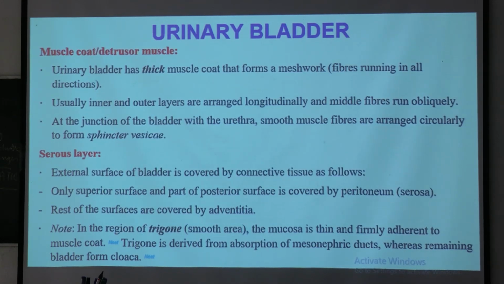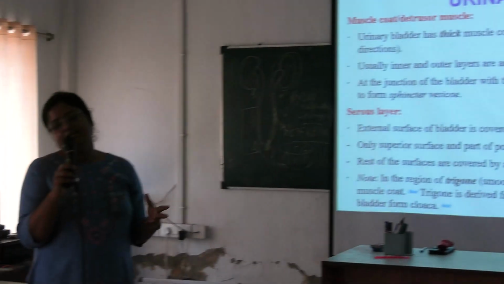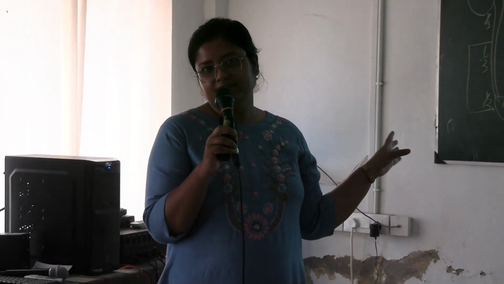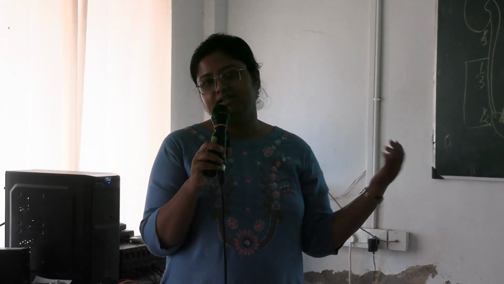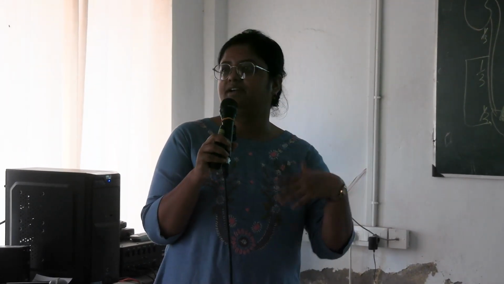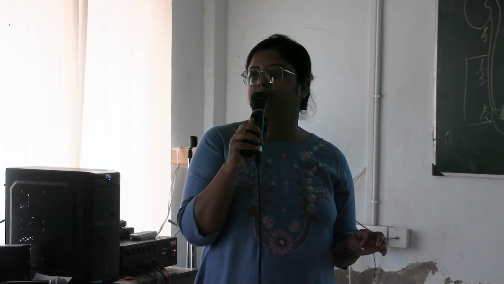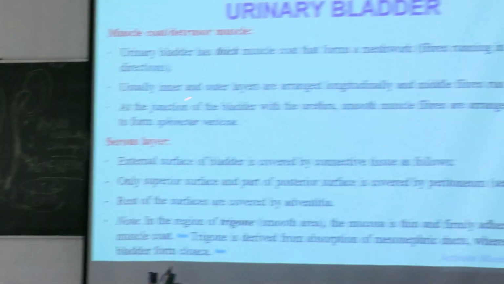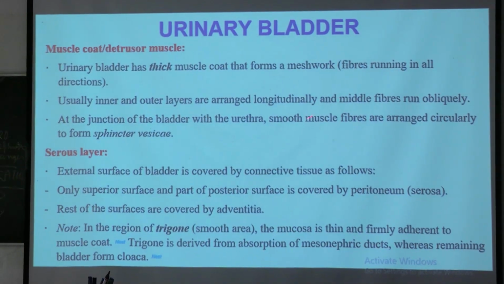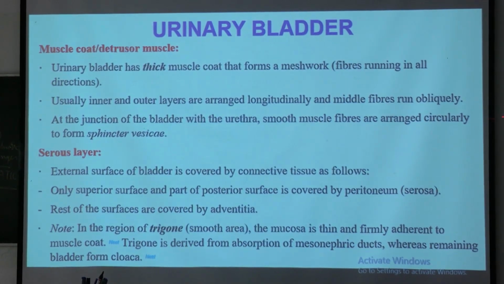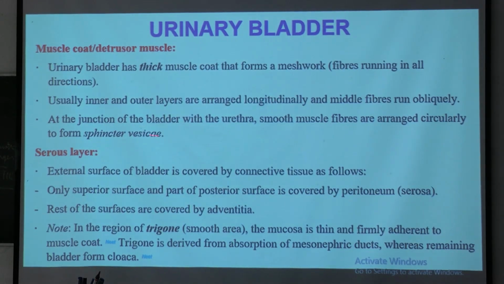In ureter, there was a specific pattern. Okay, there was inner longitudinal, outer circular. But here there are mainly three muscle layers, but it seems like fibers are directed in different directions. There is no regular pattern of distribution of the muscle layers. Okay, understood? So that is an important feature of urinary bladder. Usually inner and outer layers are arranged longitudinally, middle fibers run obliquely, and at the junction of the bladder with the urethra, smooth muscle fibers are arranged circularly to form the sphincter vesicae.